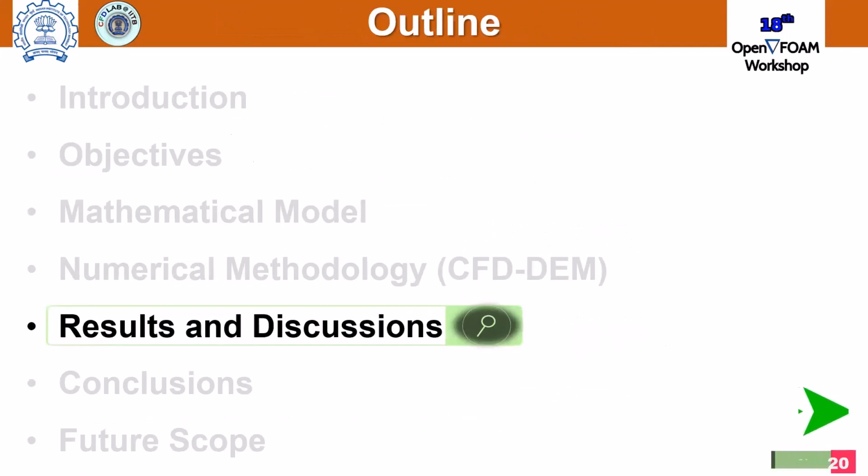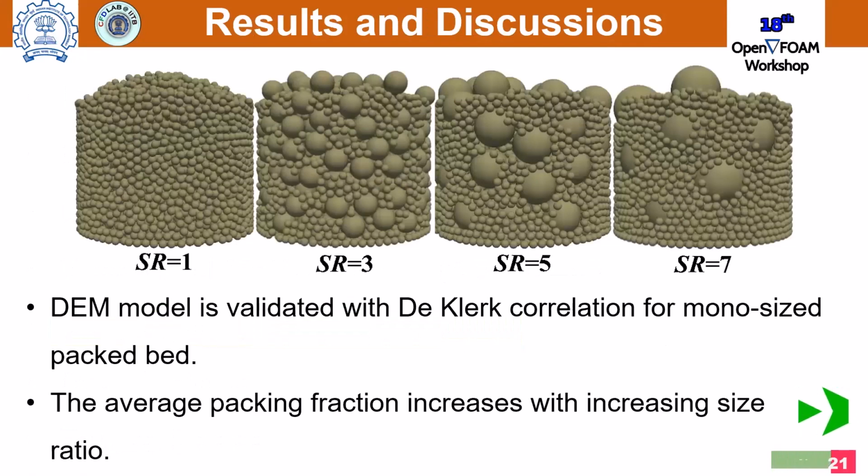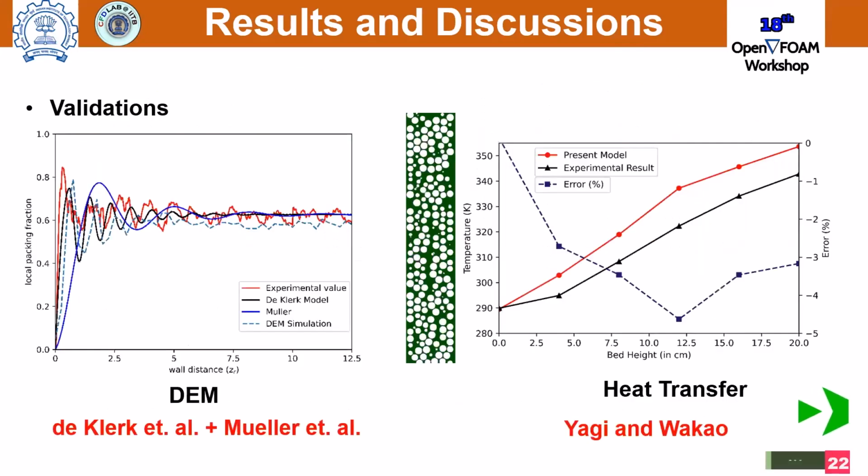Now I can talk about the results and discussion. Of course, these are all the different binary packed beds for different size ratios. And before going to the analysis part, I need to validate the model, that is the DEM model, and of course the heat transfer model. So this is the validation.